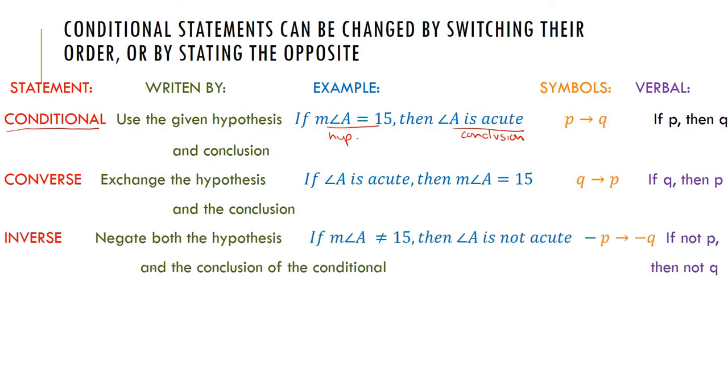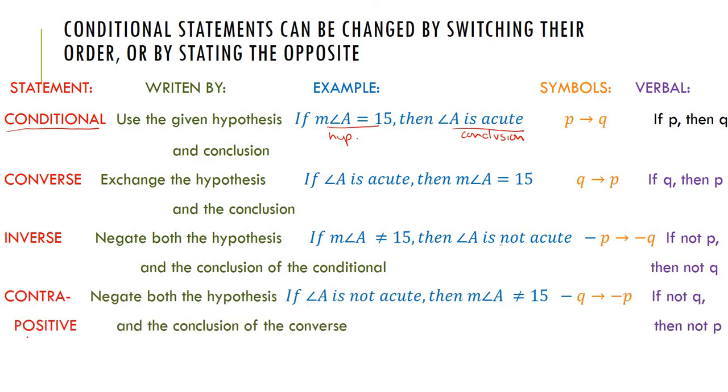Inverse, negate both the hypothesis and the conclusion of the conditional. So I'm going back to the same order. If the measure of angle A is not 15, then angle A is not acute. And we write this as not P, then not Q. So if not P, then not Q, the opposite of each statement. Is this true or false in this example? Well, this is false, because if measure of angle A is not 15, then angle A is not acute. If it's not 15, it could still be acute.